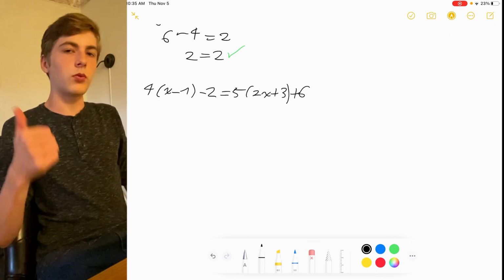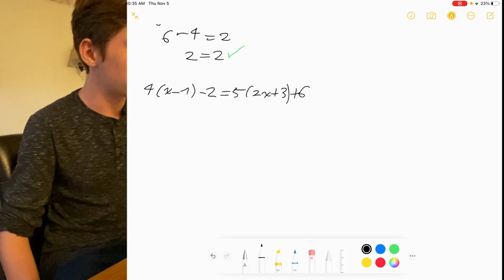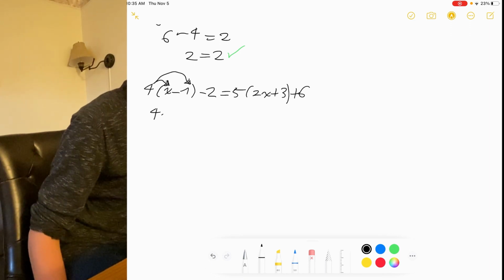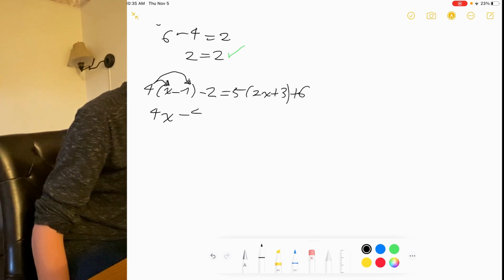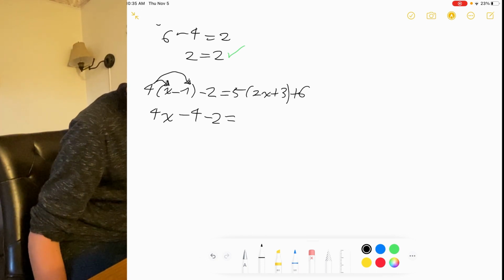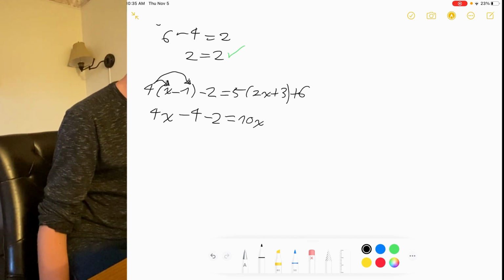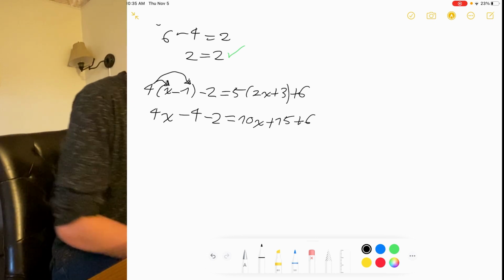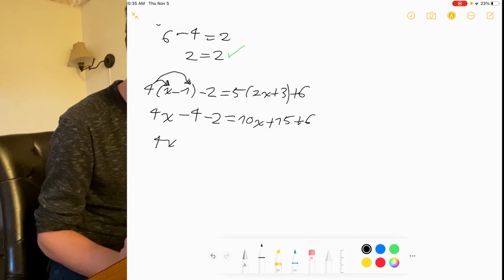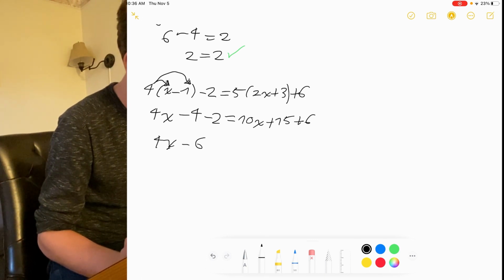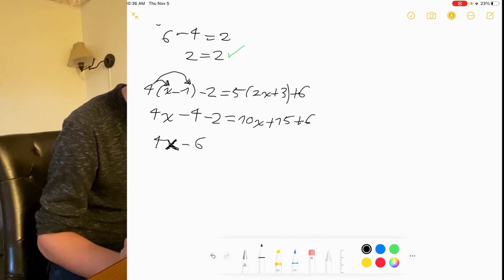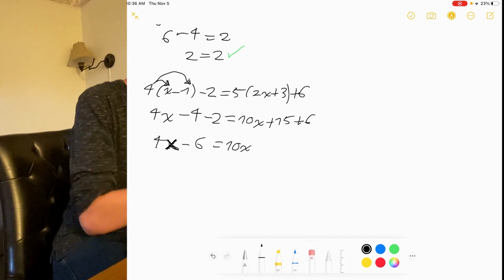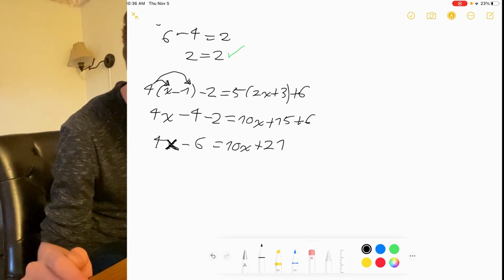The first thing we're going to do, step 1, simplify both sides. So the left side, 4 times x, right? I'm just distributing like I always do. 4x, that's going to be 4 times 1 is 4. Then we have the minus 2. 5 times 2x is 10x, plus 5 times 3 is 15, and then we have that plus 6. Now we'll combine like terms, so we'll say 4x minus 4 minus 2 is going to make a minus 6. It's going to equal 10x plus 15 plus 6 is going to be a plus 21.